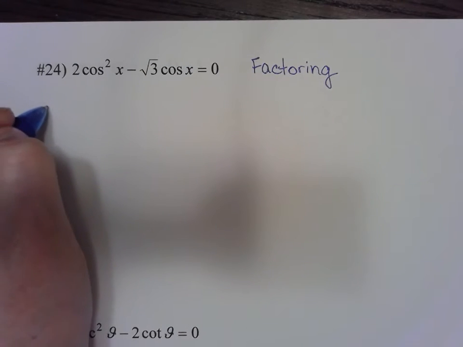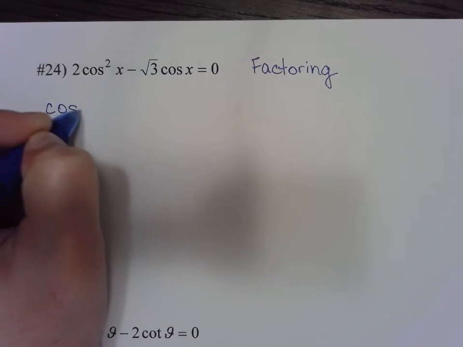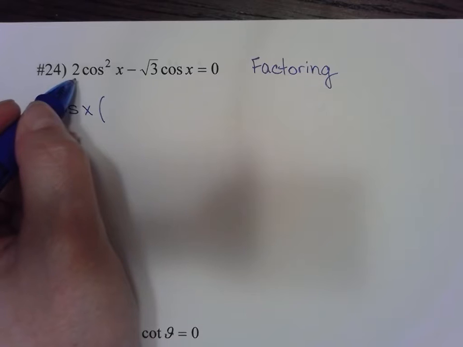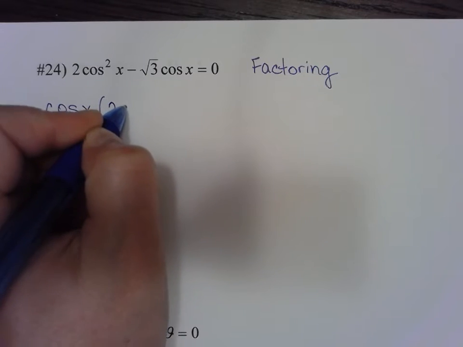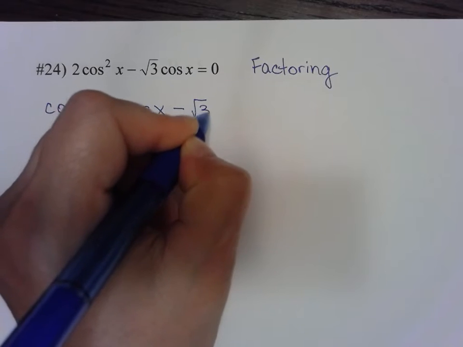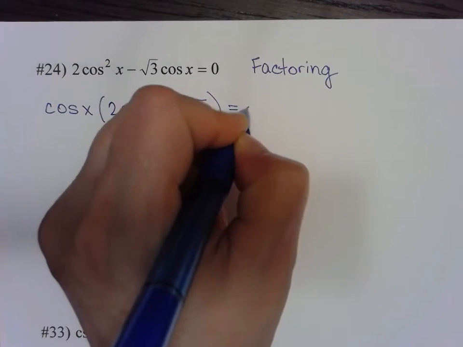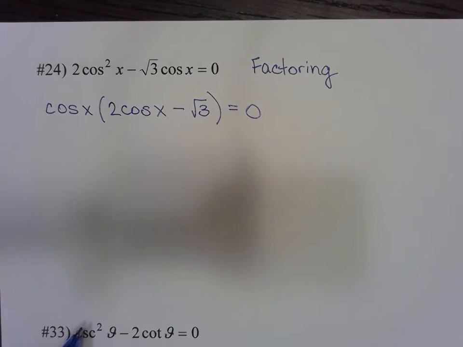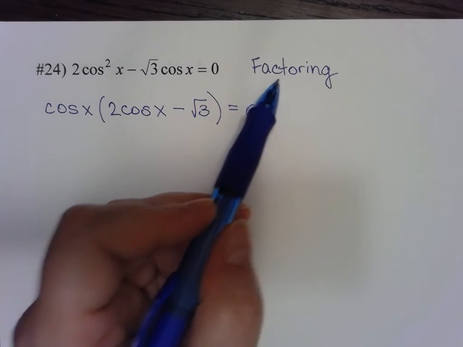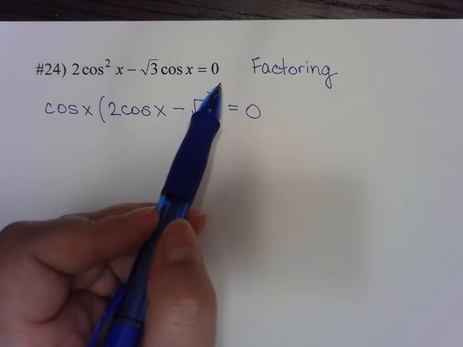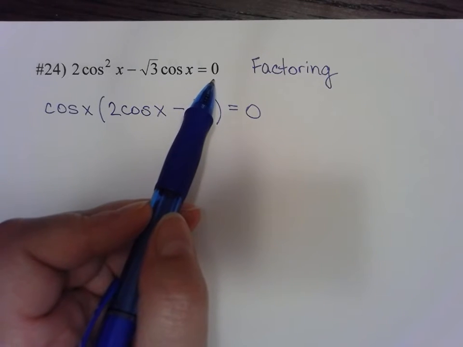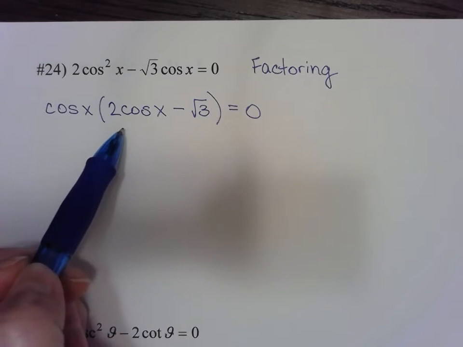So let's factor out a cosine. If I divide out a cosine, I'm going to be left with 2 cosine of x minus the square root of 3. I should point out that we can only use this factoring process if we have 0 on one side. So if we hadn't already had 0 on one side, we would want to achieve that 0 first and then do this process.